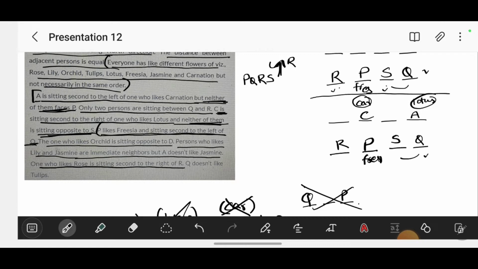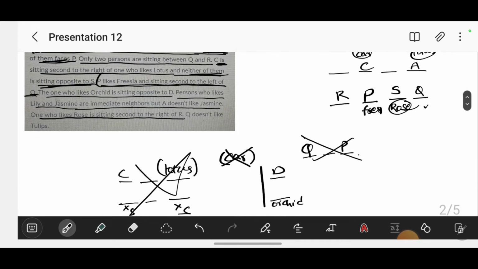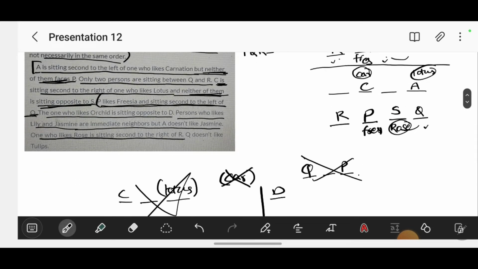One who likes Rose is sitting second to the right of R. That means Rose is here. If Rose is here, where should you keep Lily and Jasmine? There is no chance for Lily and Jasmine to be immediate neighbors in this case. So this case is wrong.